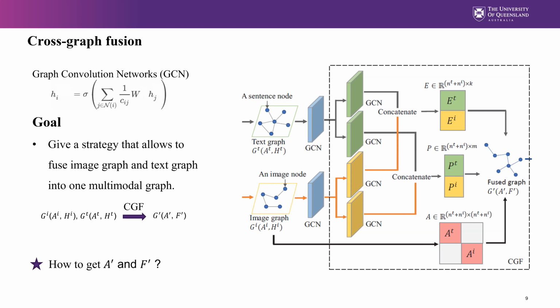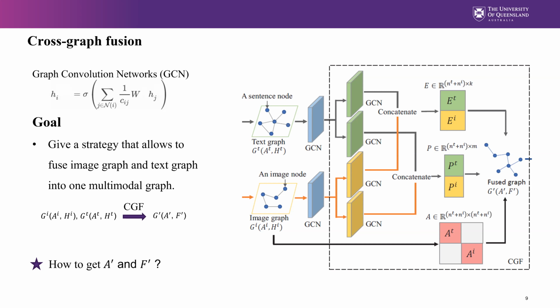For each individual node, we want to sum its neighbors up. Here, i is the current node, j are all the neighbor nodes, c_ij is a constant, and sigma is an activation function. From this we can find that GCNs are inherently closed, because they only propagate information within one graph, but they block the cross-graph information.